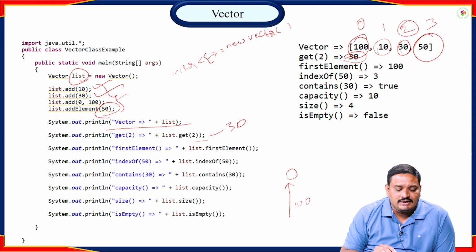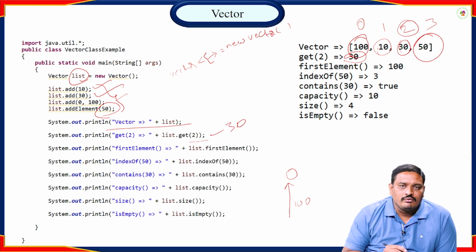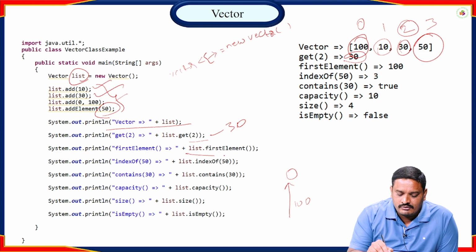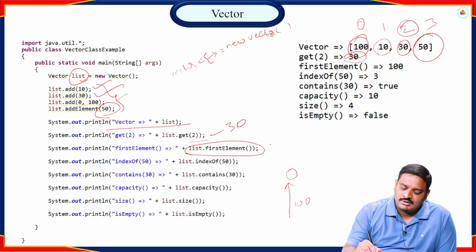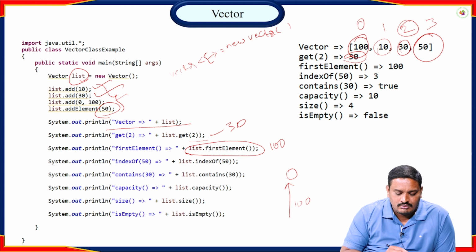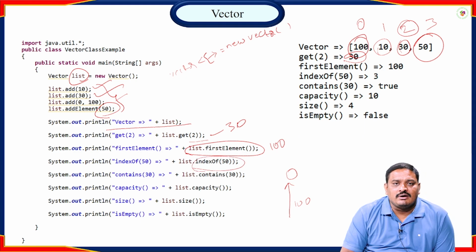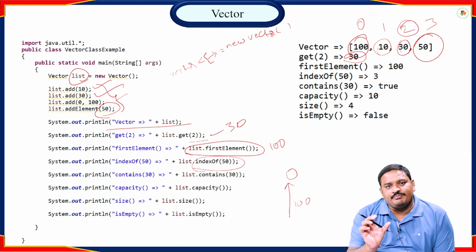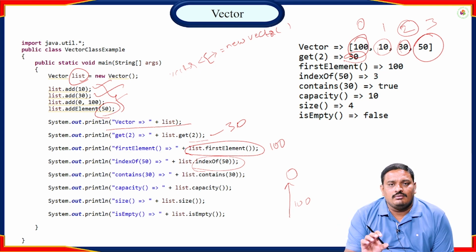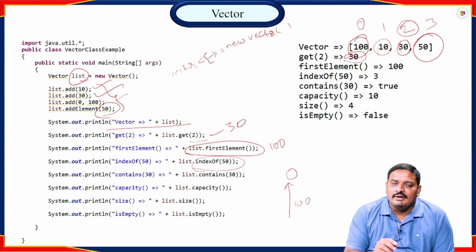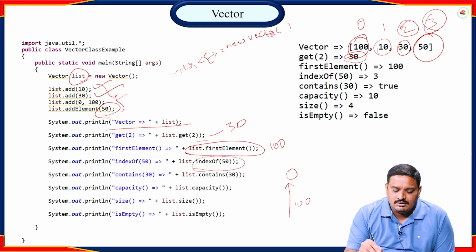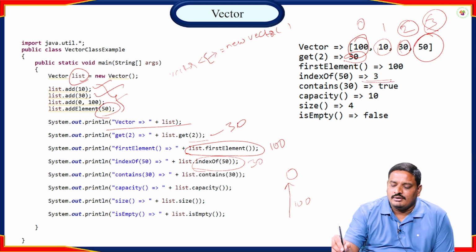The next method is firstElement. How to get the first element in the list? By using the firstElement method. What is the first element in the list? 100 is the first element. Now the indexOf(50) method: it gives the index of the particular value. In that list the 50 element is there, and its index is 3. This displays the 50 element index.